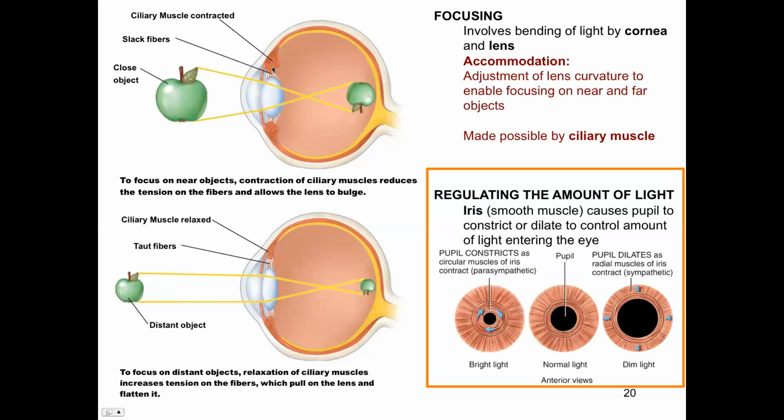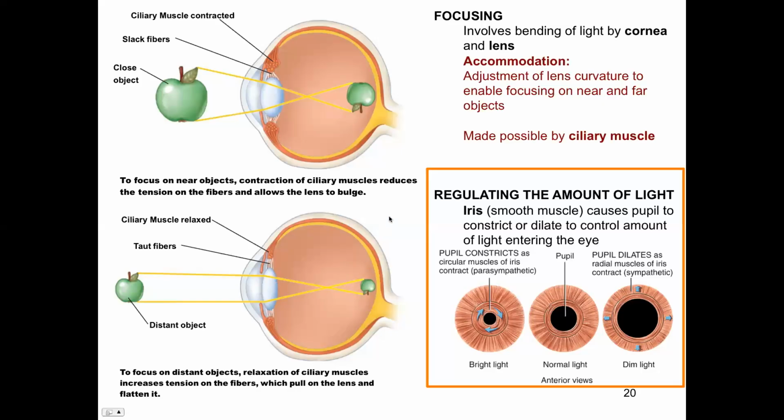So when the ciliary muscle is contracted, the lens has one shape, and when the muscle is relaxed, it has another shape. So when it's relaxed, these fibers get very taut, and the lens stretches. When the muscle is contracted, these will get slack. And you can see that it will focus accordingly.